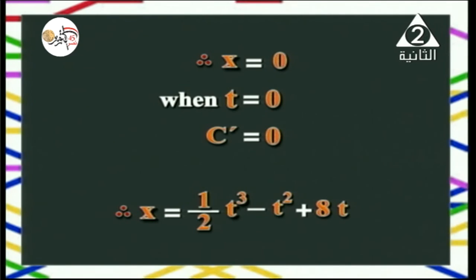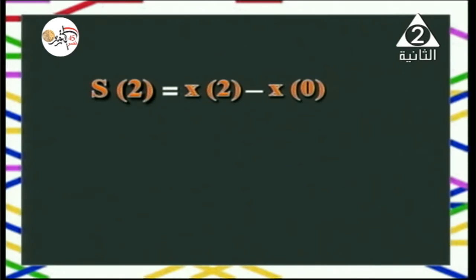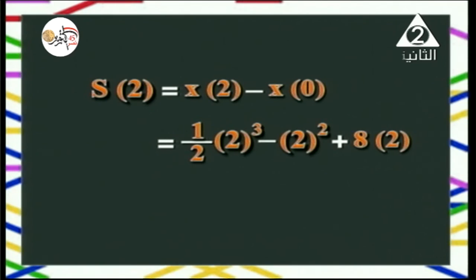x equals 1/2 t cubed minus t squared plus 8t. This is the position vector or displacement. When t equals 2, by substitution, s equals 1/2 times 2 cubed minus 2 squared plus 8 times 2, which equals 16 meters. This is the displacement when t equals 2.